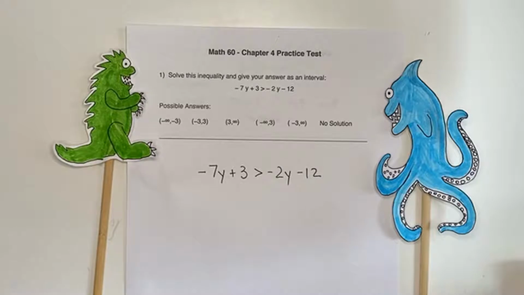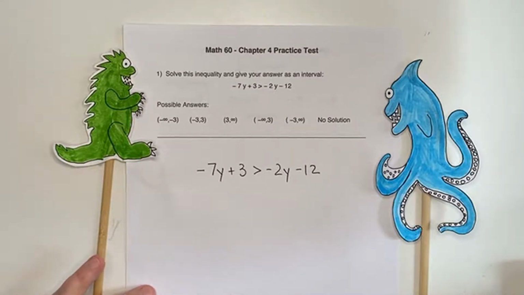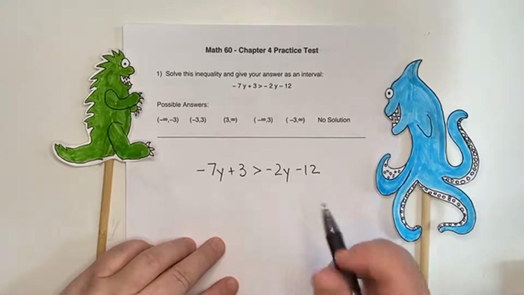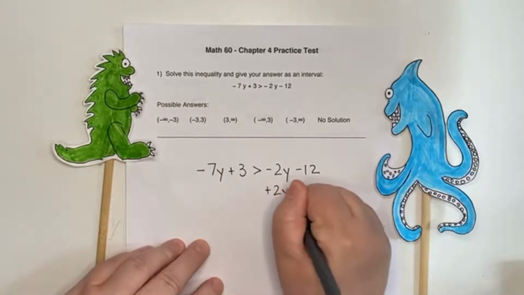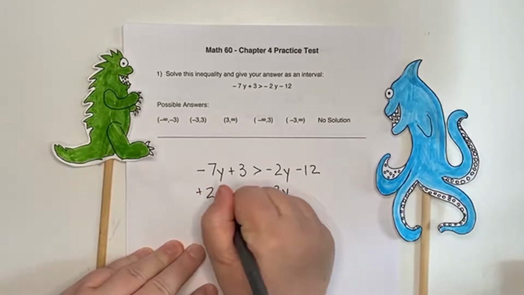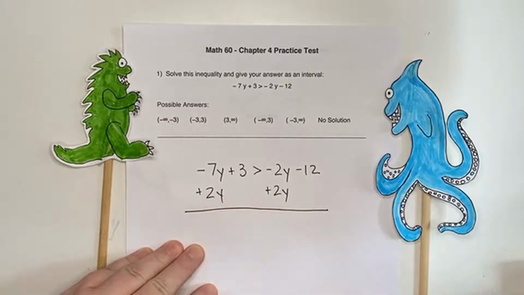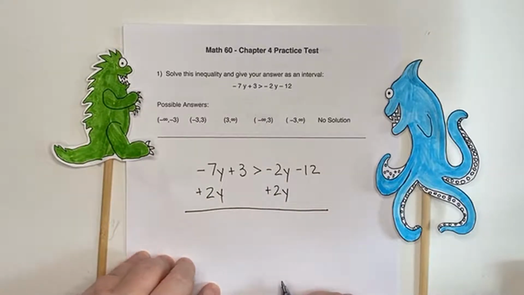Since many or most people would want to put it on the left, spoiler, I'd actually want to put it on the right personally, but because I know a lot of students want to put it on the left, I'll go ahead and put it on the left. So I'm going to add 2y to both sides. Could I add 7y to both sides? Absolutely. Could I add 100y to both sides? Yes, but it would not help.